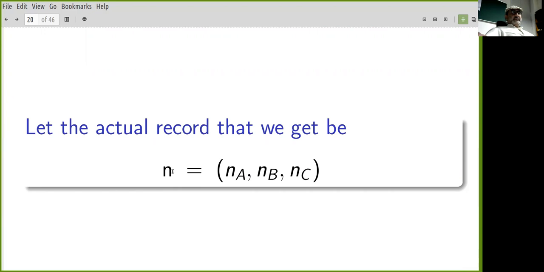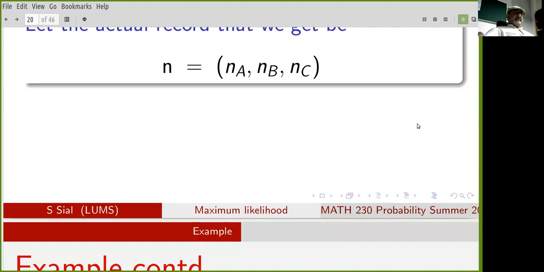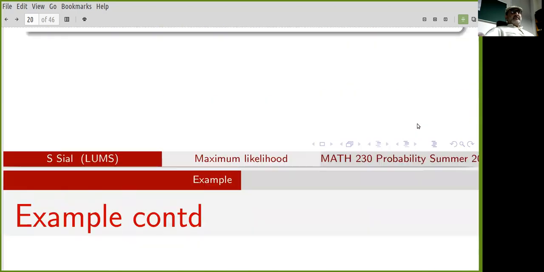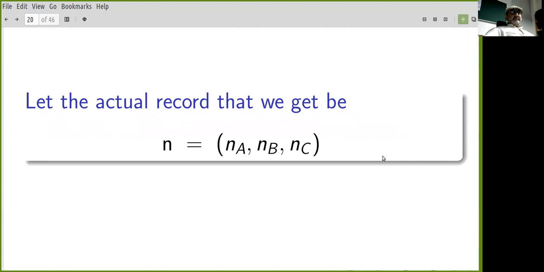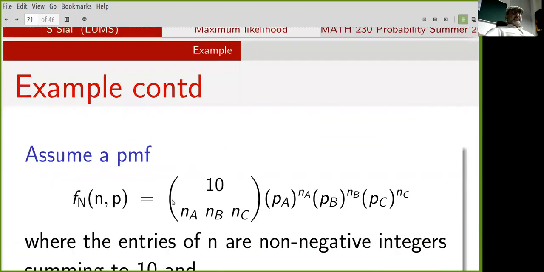So the record is N sub A, the number of trials that resulted in A, N sub B, the number that resulted in B, and N sub C, the number of trials that resulted in outcome C. Let's assume that we can use the multinomial distribution. There were 10 trials, so that's 10 factorial over N sub A factorial, N sub B factorial, N sub C factorial, times the probability of getting an A to the power N sub A, the probability of getting a B to the power N sub B, and the probability of getting the outcome C to the power N sub C.